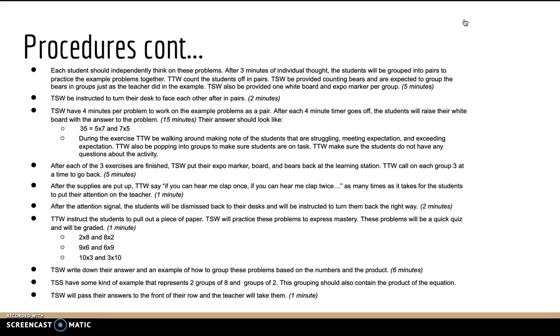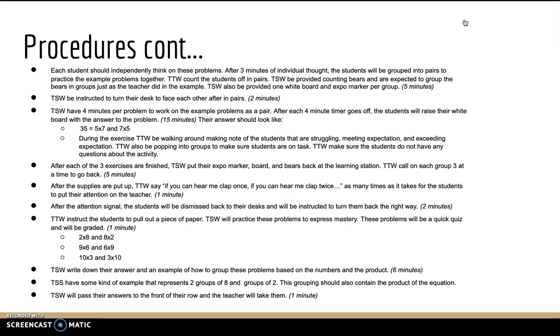After a couple minutes of individual thought, they're going to be grouped into pairs, where they're going to do the pair. Each group is going to be provided the counting bears and a dry erase board and expo marker. The students are going to be instructed to turn their desks to face each other after they are in their said pairs. They're going to have 4 minutes per problem. I'm going to set a timer, so whenever each 4-minute timer goes off, the students are going to raise their whiteboard explaining their answer. So 35 equals 5 times 7, 7 times 5 is just an example.